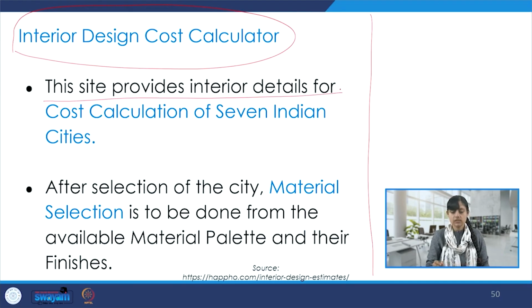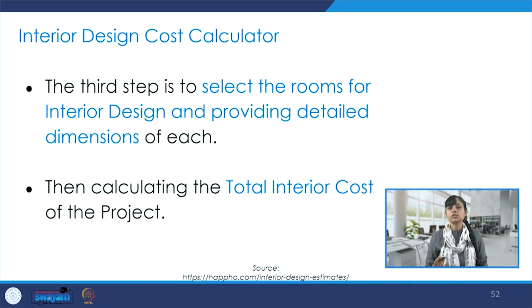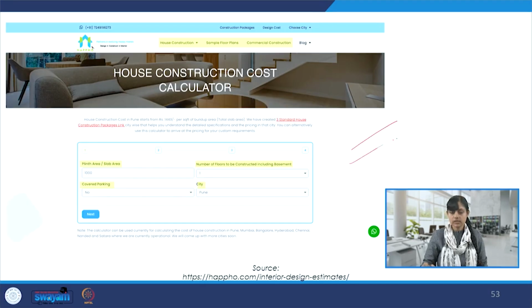This site provides interior details for cost calculation, majorly for 7 Indian cities. After selection of the city, material selection is to be done from the available material palette and the pull down menu, and their finishes are to be selected. To execute this step, the user should have a good knowledge about the material. One also needs to know the basics to be able to use this site and tool. The third step is to select the rooms for interior design, provide detailed dimensions of each, and then calculate the total interior cost of the project. This is how it looks.